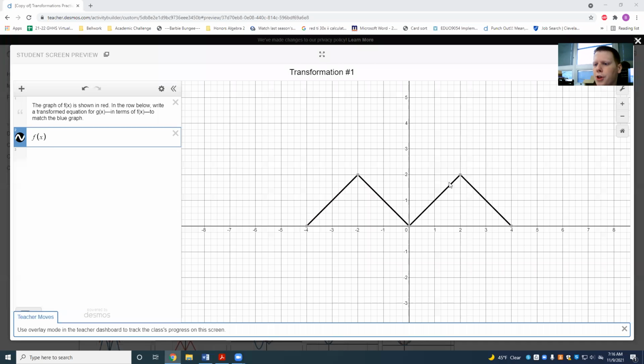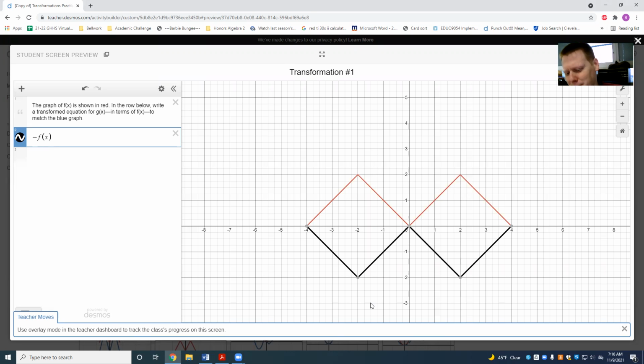All right, so the third rule we're going to look at is what if I put a negative sign in front? So let's just see if I put a negative in front, how does the red function move to the black function? Do you remember what this is called? So if you remember from geometry, this is called a reflection, and more specifically, it reflected over the x-axis.